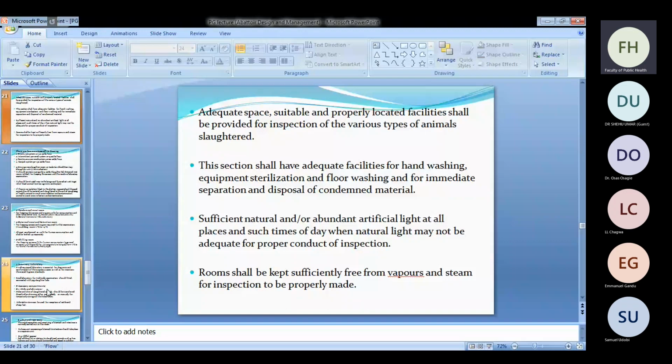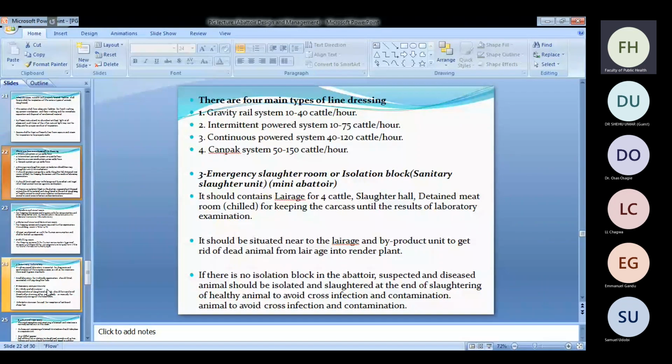Then in the modern abattoir, meat is being processed in a more hygienic way. There are 4 major types of line dressing. There's what we call the gravity rail system. This one can process between 10 to 40 cattle in an hour, up to 40 cattle per hour.